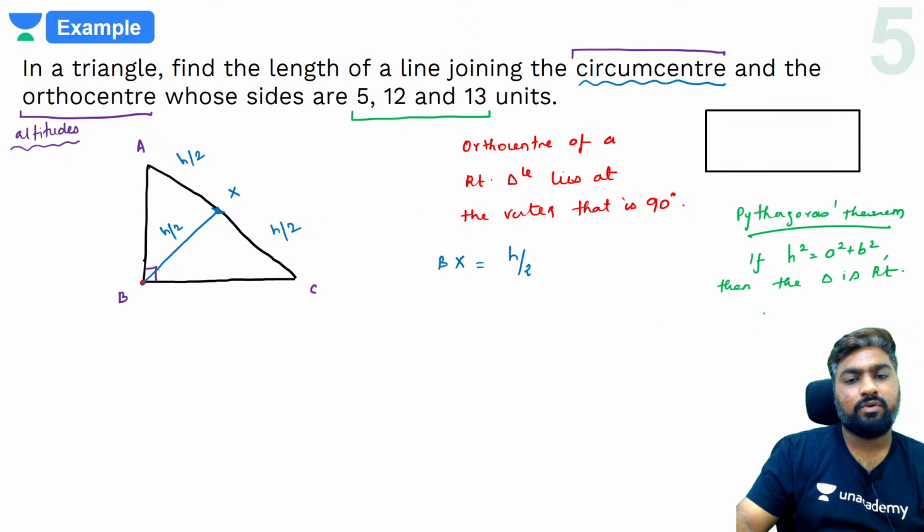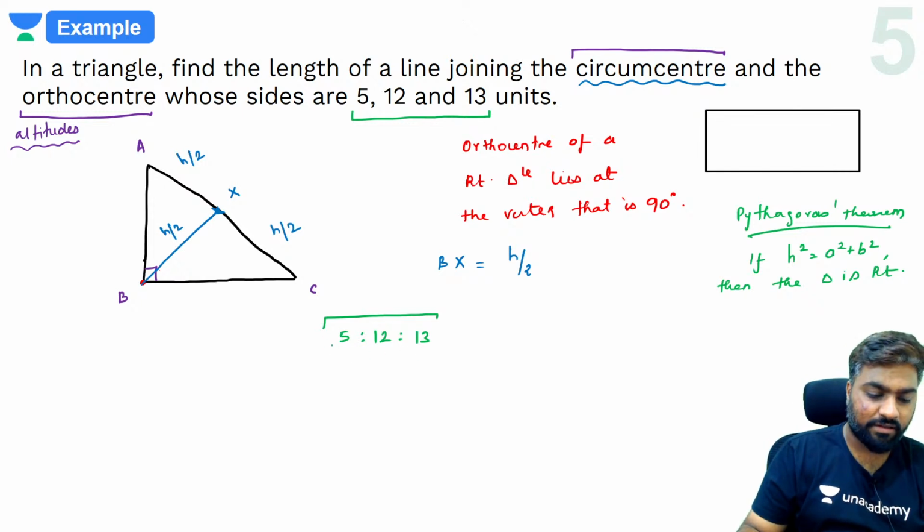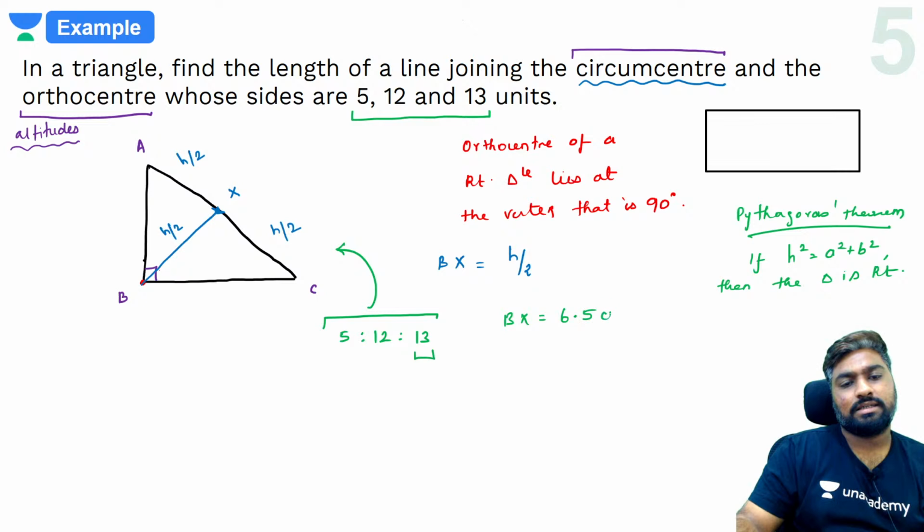व्हाट डू यू नो अबाउट 5, 12 and 13? 5, 12, 13 पिथागोरियन ट्रिपलेट. यस, ये पिथागोरियन ट्रिपलेट है. 13 स्क्वायर 169 इज नथिंग बट 144 प्लस 25. यस, दिस बेसिकली मीन्स दिस इज अ राइट ट्राइंगल. तो इसमें हाइपोटेन्यूज क्या है, लॉन्गेस्ट साइड 13. सो BX इज हाफ ऑफ हाइपोटेन्यूज विच इज 6.5 यूनिट्स.